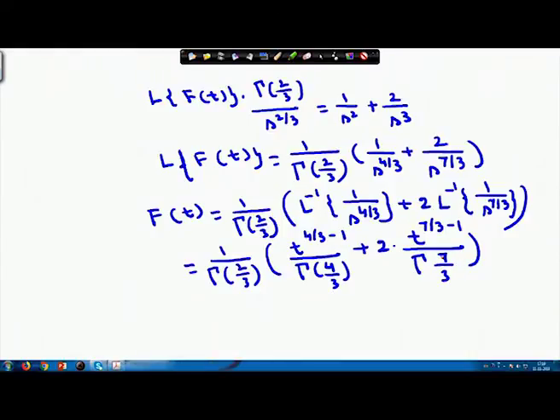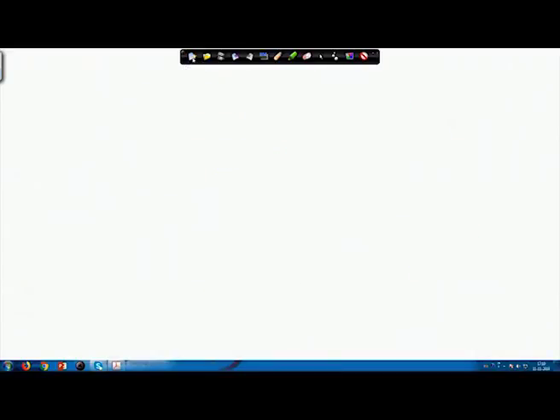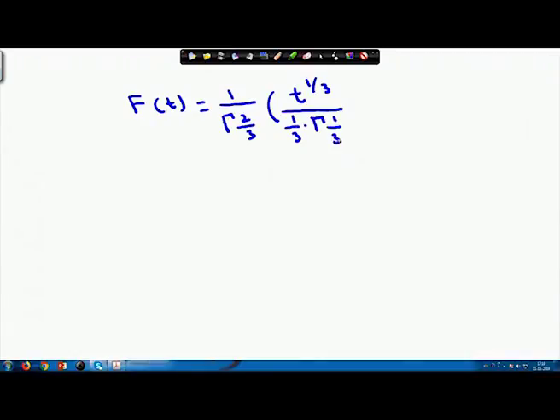Once I am obtaining this one, the next I can write down my f(t) as 1 by gamma(2/3) into t to the power 1/3 divided by (1/3) into gamma(1/3), because gamma(n plus 1) equals n gamma(n), we know it, we are using this property, plus 2 into t to the power 4/3 divided by (4/3) into (1/3) into gamma(1/3).